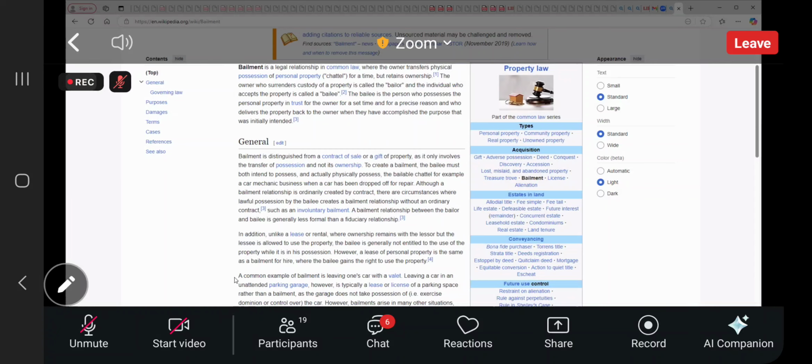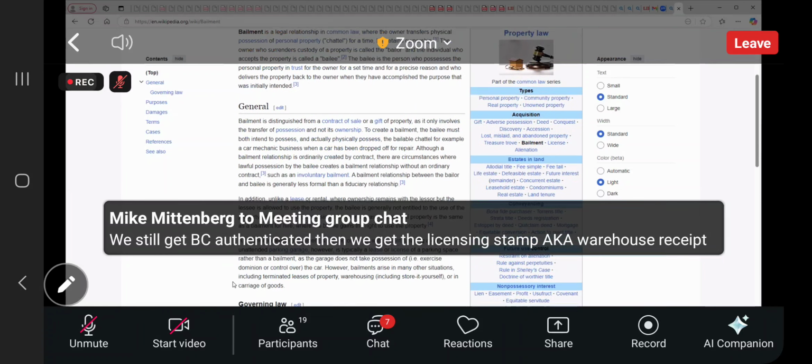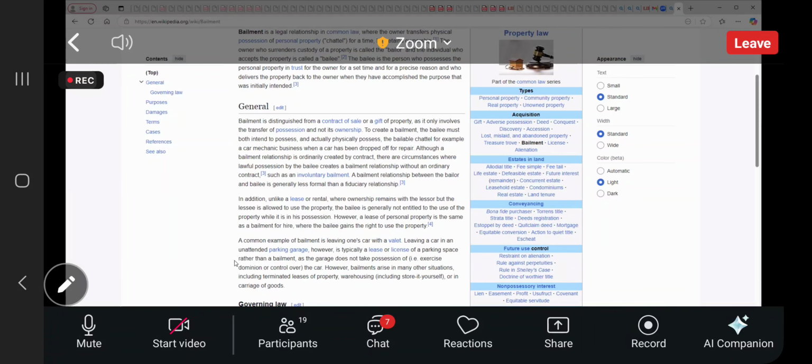Does everyone have the bailment agreement in this group? Al, you have the bailment agreement? I don't. Okay. Sister, you don't either? I don't. Sister, you can put the bailment agreement in the chat group for them, please, if you got it.